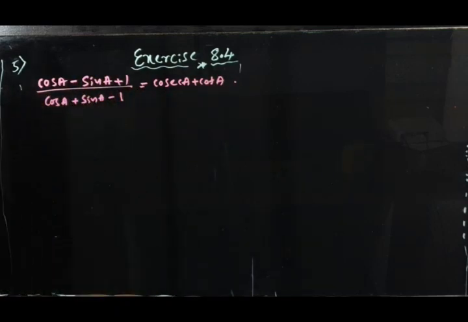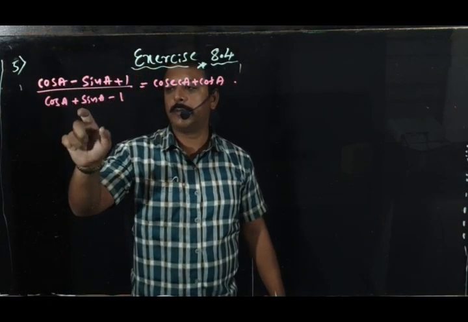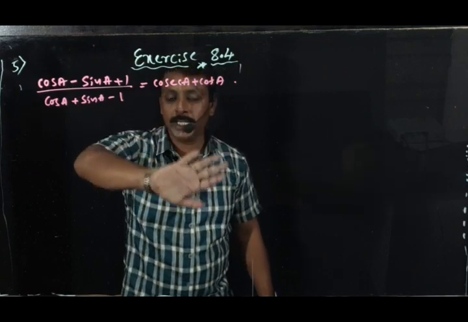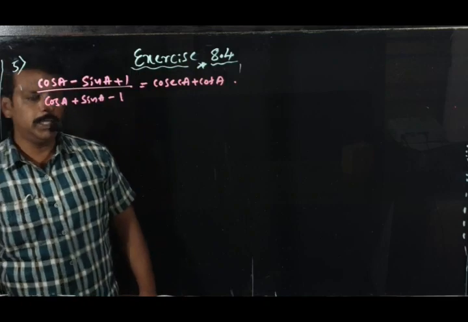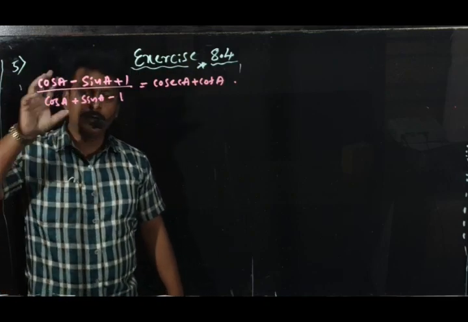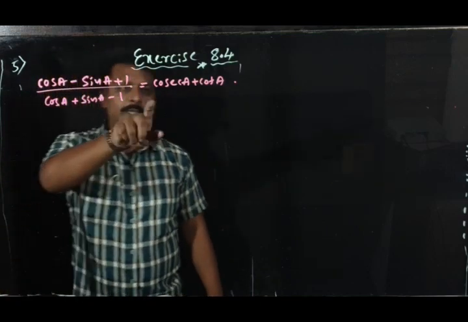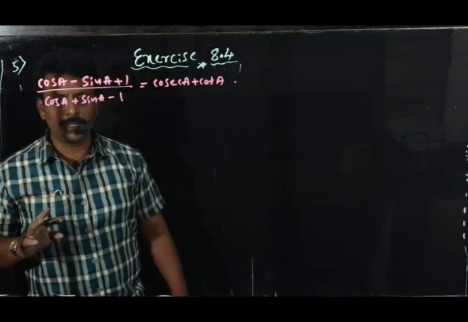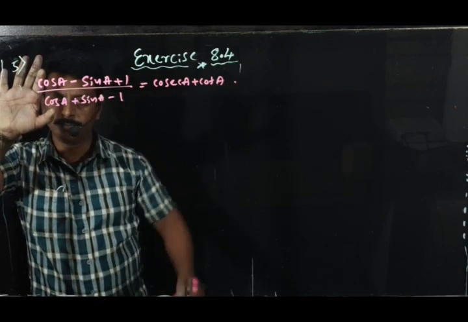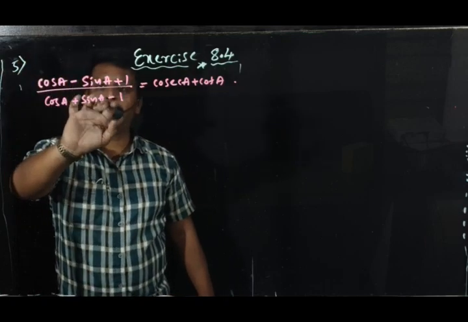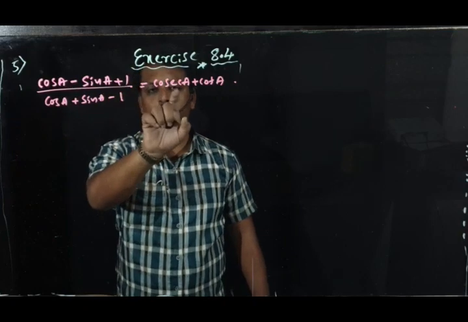All of you observe what the question is. They have given us (cos A minus sin A plus 1) divided by (cos A plus sin A minus 1). But finally, we have to bring the answer in terms of cosec and cot. Then use your brain. What do we have to do with the LHS so as to get cosec and cot? If I divide cos by sine, I will get cot. If I divide 1 by sine, I will get cosec.